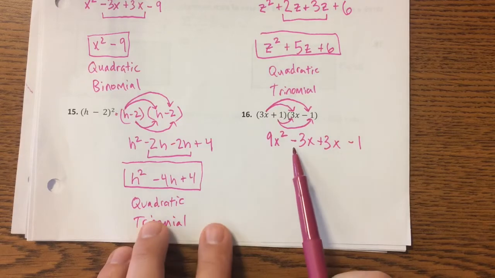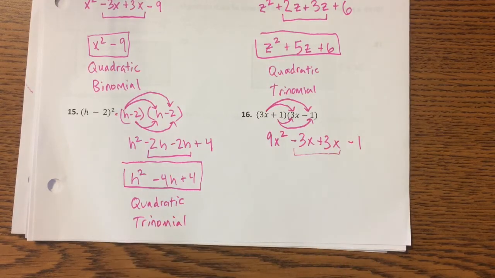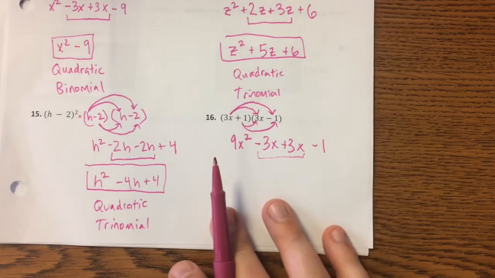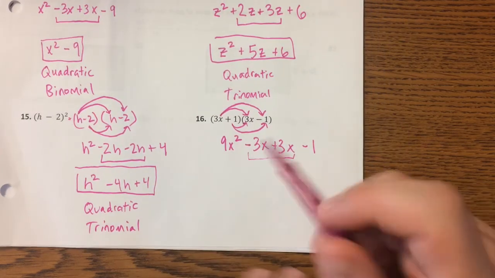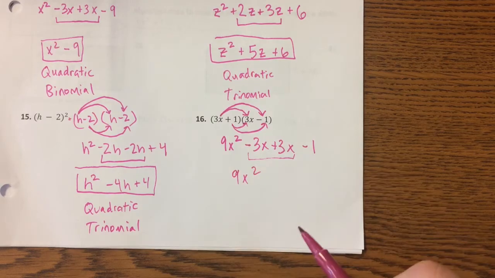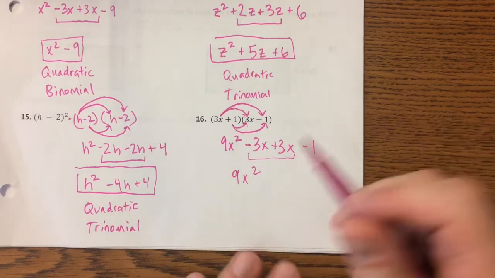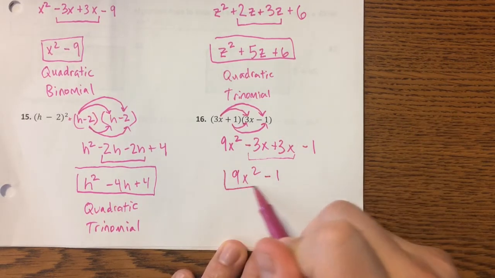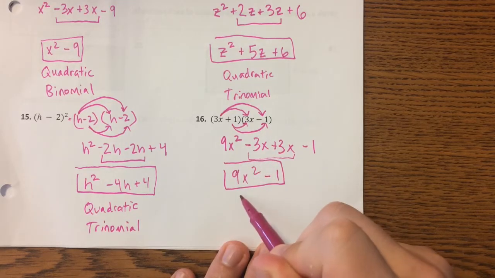What's going to happen to these two middle terms? Yeah, they cancel each other out, right? 3x minus 3x is 0. So I got 9x squared plus 0, I don't need to write that, minus 1. So we get another quadratic binomial.